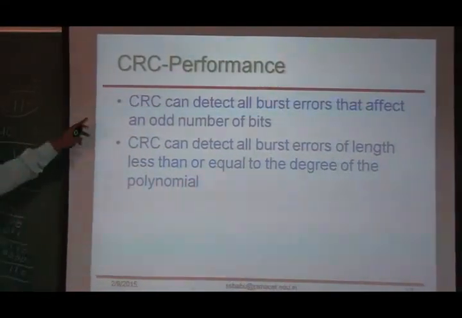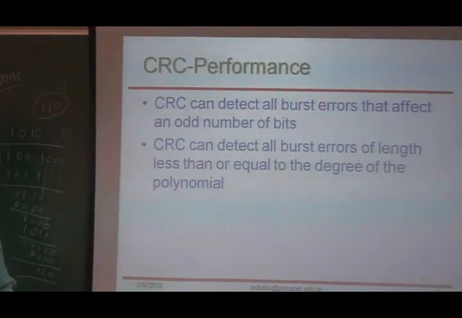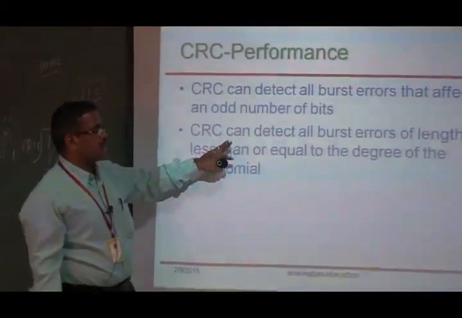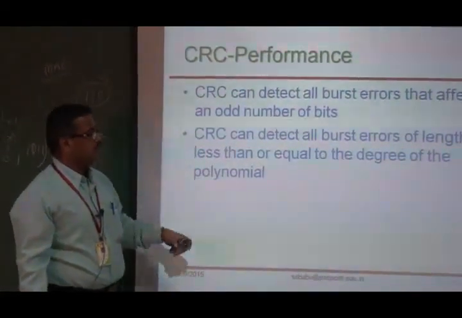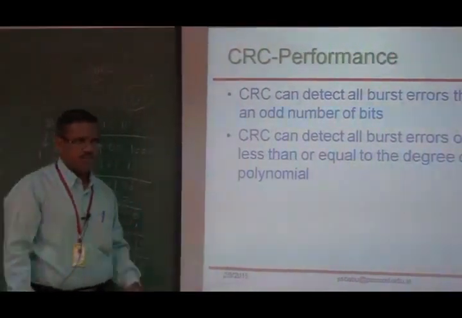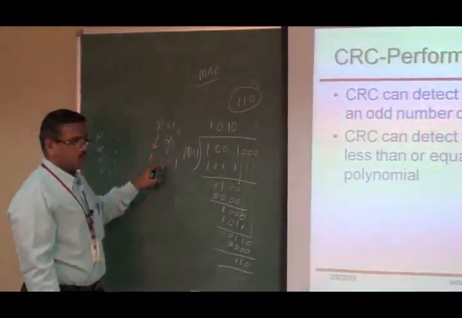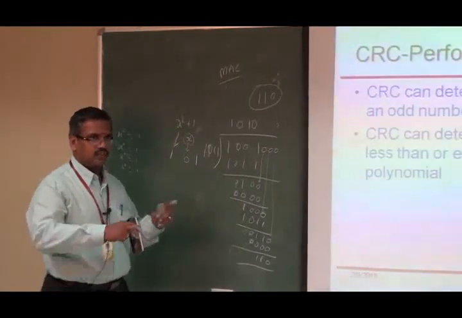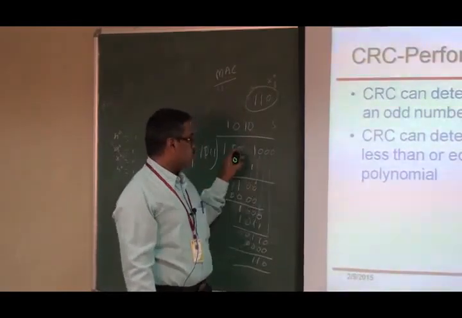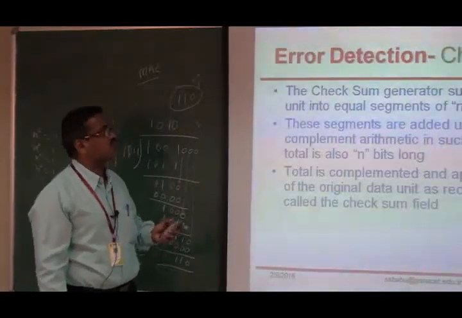Then CRC can detect all burst errors that affect an odd number of bits. It means that the odd parity works there. CRC can detect all burst errors of length less than or equal to the degree of the polynomial. So the length is based on the polynomial degree, as we discussed here: x squared is 1, x is 0, 1 is 1. So the length of the polynomial can be used for that. Overall, CRC is the best method to detect errors.